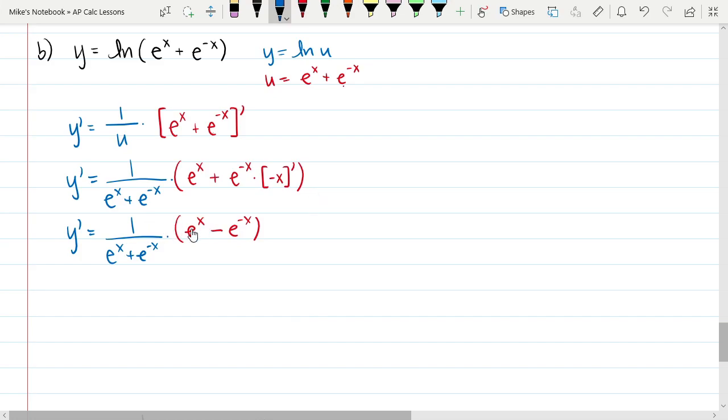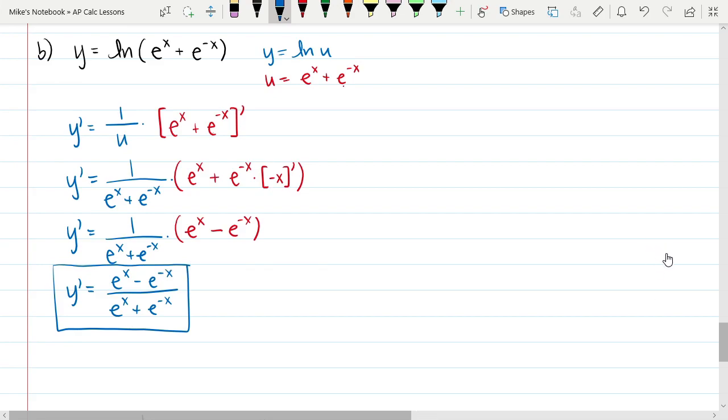And then finally, when I multiply that with the numerator, we finally just get y prime equals, so we have e to the x minus e to the negative x all over e to the x plus e to the negative x. All right, and that is the derivative of that particular function.